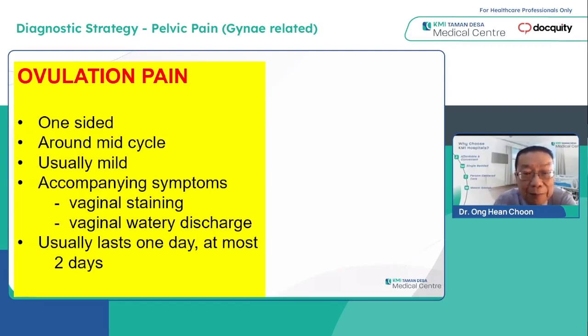And then the accompanying symptoms, many of them do complain of slight vaginal staining. And they may just tell you maybe a few hours, only one day or something like that, or 2 days. And some of them will complain to you that they actually have watery vaginal discharge, which is one of the commonest things that happens. So the pain usually lasts for 1 day, at the most 2 days.